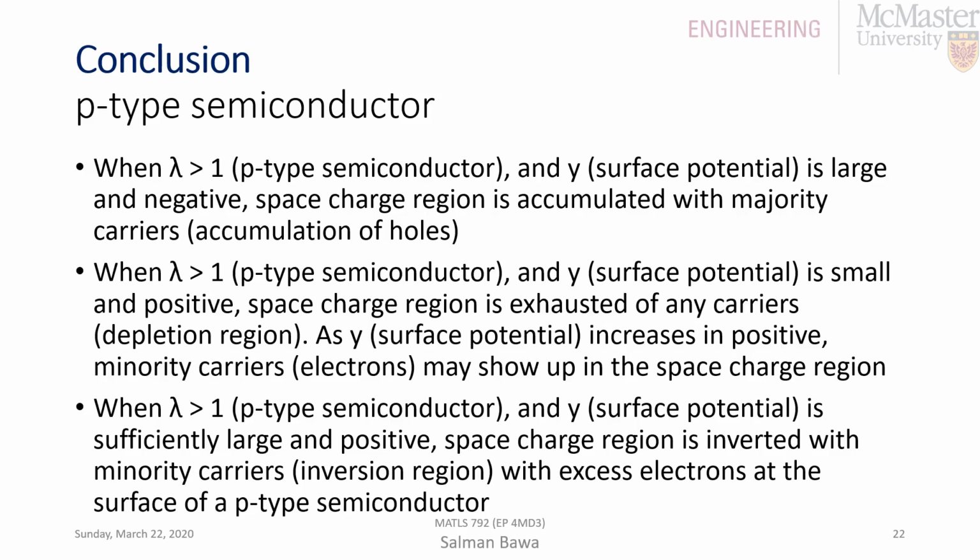And as surface potential increases in positive, minority carriers, in this case electrons, may show up in the space charge region. When lambda is greater than 1 and the surface potential is sufficiently large and positive, space charge region is inverted with minority carriers. This is the inversion region with excess electrons at the surface of a p-type semiconductor.